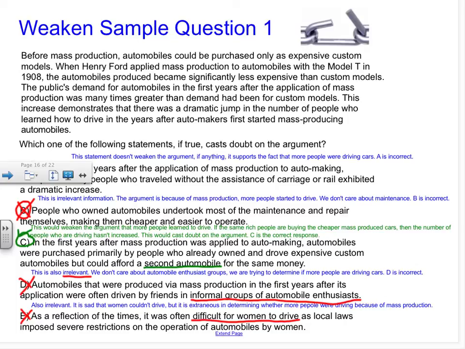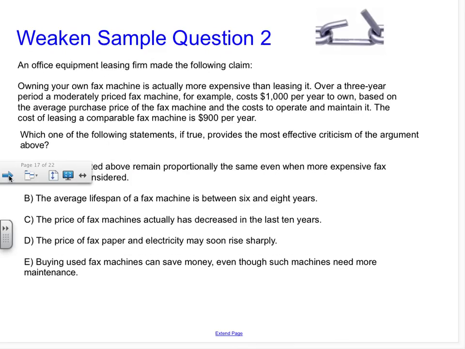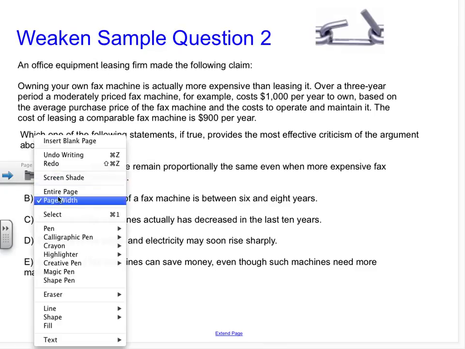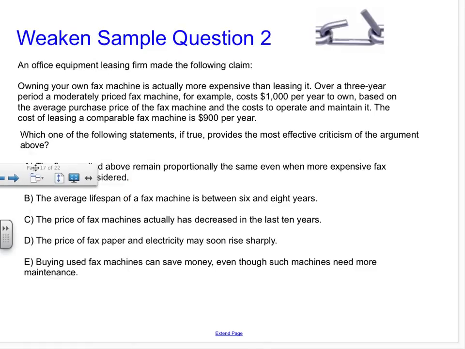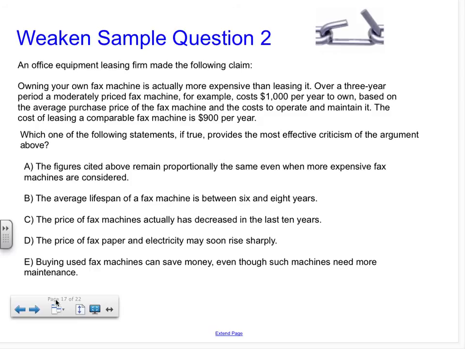Let's take a look at another one, shall we? Please take a minute to read through the following question. Press pause, and when you are ready to continue, press play. Okay, we will continue.